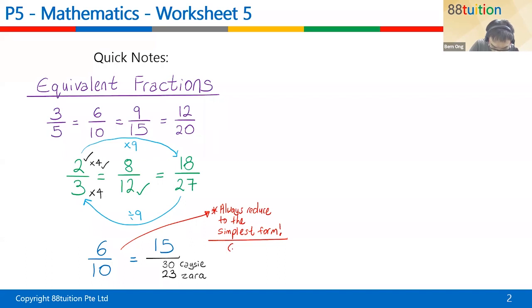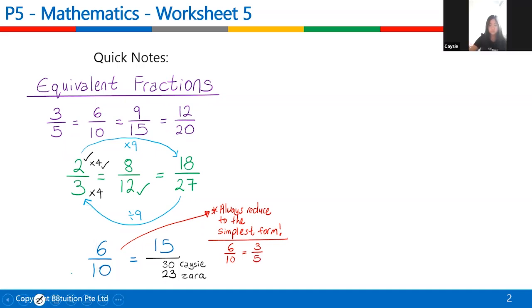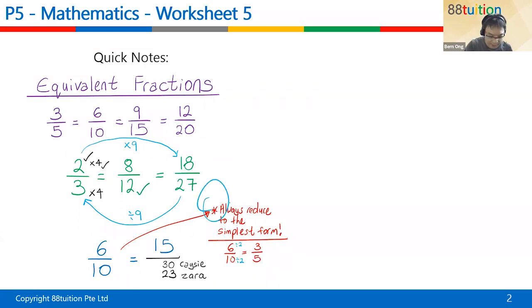Okay, so 6 over 10 is what? 6 over 10 reduced to the simplest form is divide by 2, which will give you 3 over 5. All right, so divide by 2. If you do something to the numerator, you must do something to the denominator. So you always reduce to the simplest form first. Put a star down there. Put a superstar down here. All right, this is a superstar.